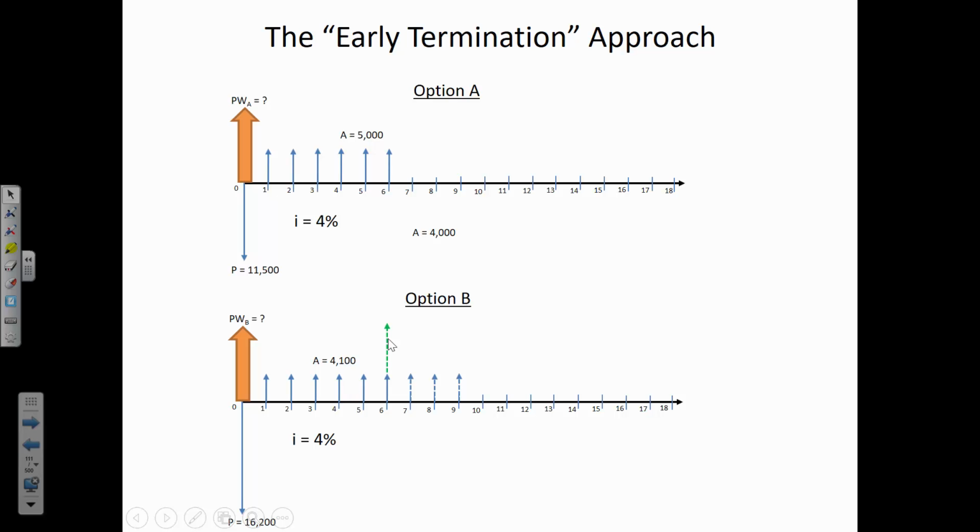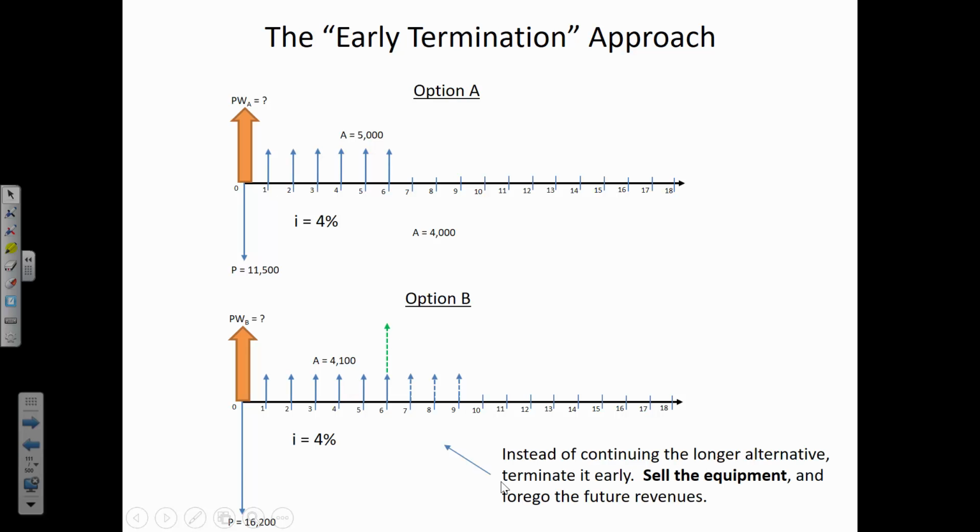But you can see what we're going to have to do is find P given A in order to find how big this green arrow is. Sometimes that data is given directly. You may have resale data versus time, or you may be given information for how to discount these remaining years into a given year 6. There's a variety of ways to handle that, but to summarize, in early termination, what you're doing is you're selling the equipment early. And in doing so, you forego these future revenues.